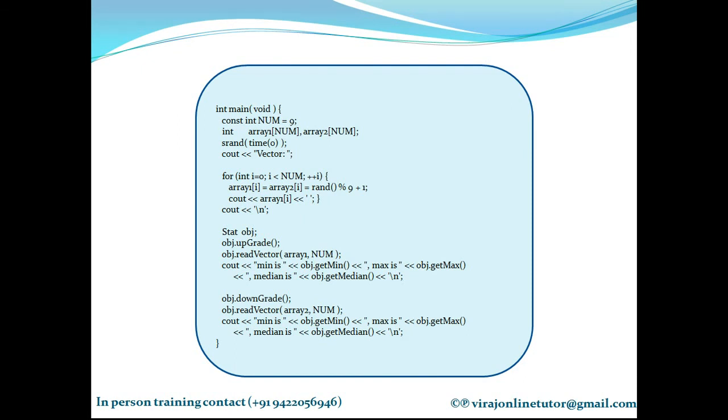So is the strategy design pattern clear? Strategy design pattern is used when we have n number of different options available with us and we need to select one of them based on the requirement. So in this example, when I call upgrade, I am using shell sort. When I call downgrade, I am using bubble sort. And by default, I am using bubble sort.